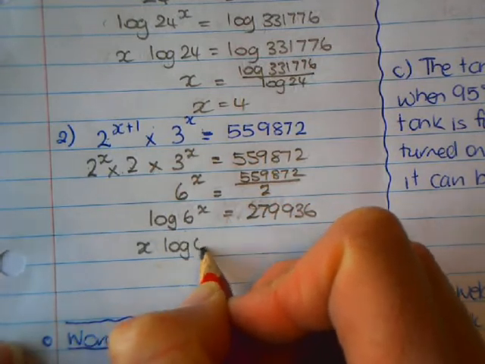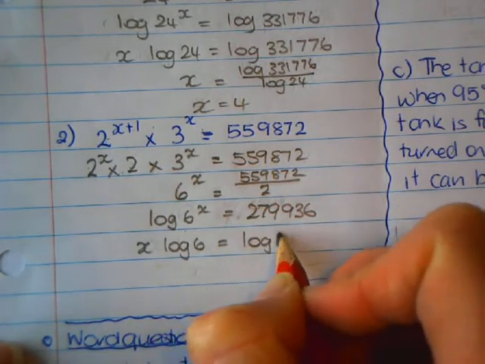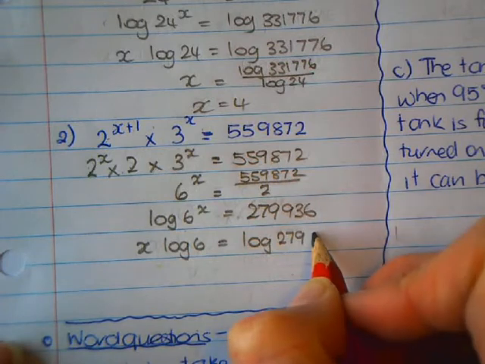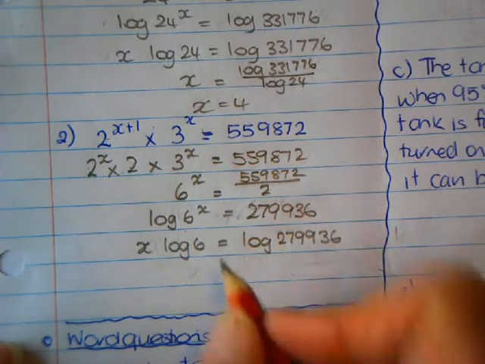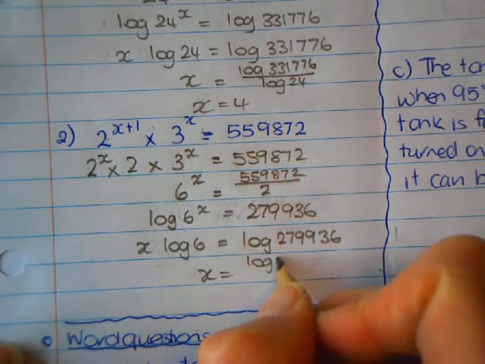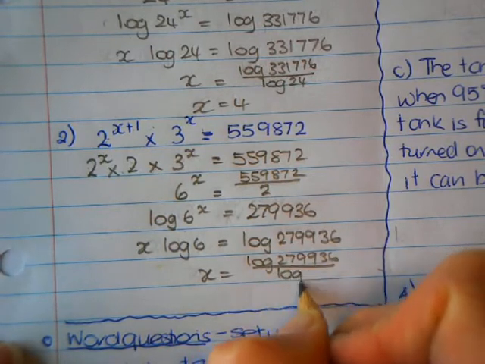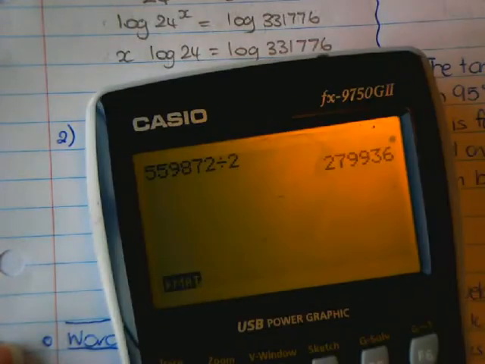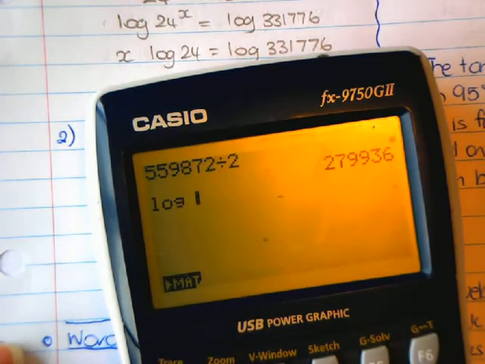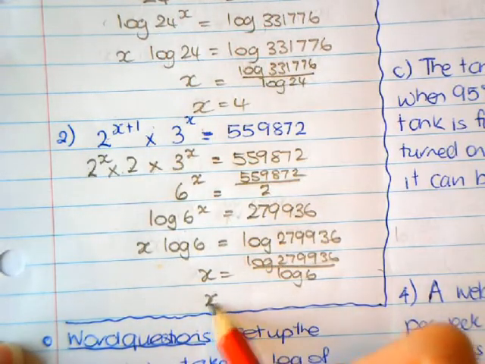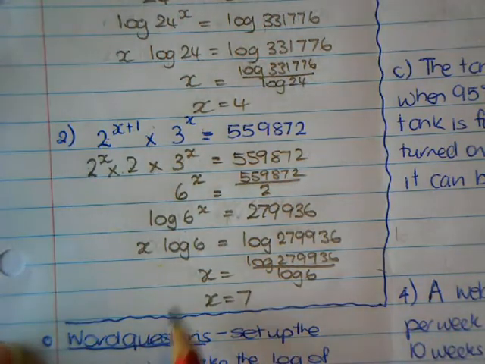x log 6 equals log 279,936. x equals log 279,936 divided by log 6. So we've got that number still on our screen. So log that answer divided by log 6. So logging that number divided by log 6 equals 7. x equals 7. And again, we can test it.